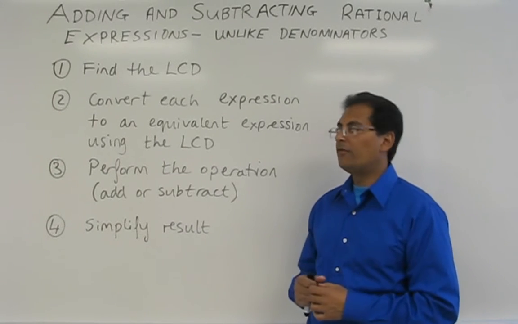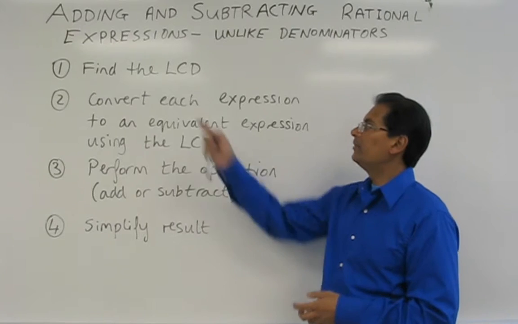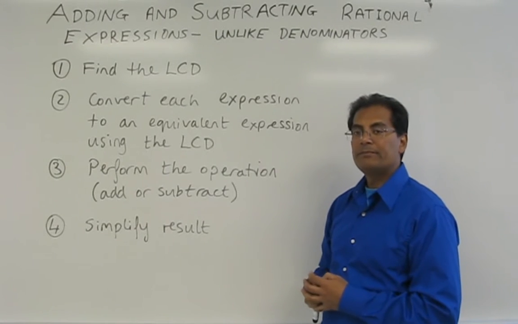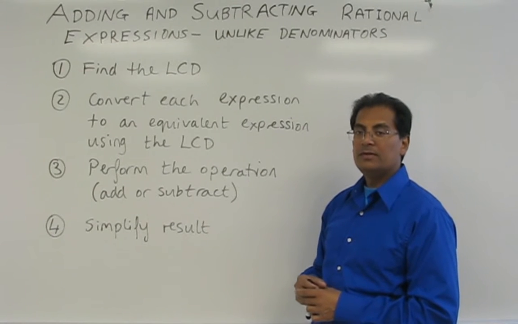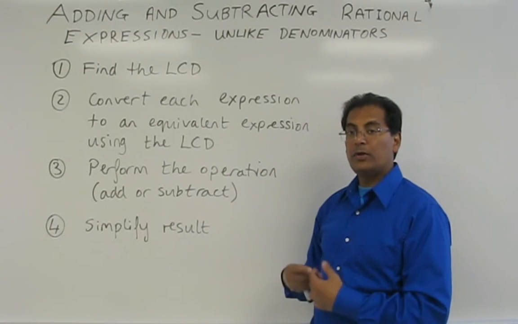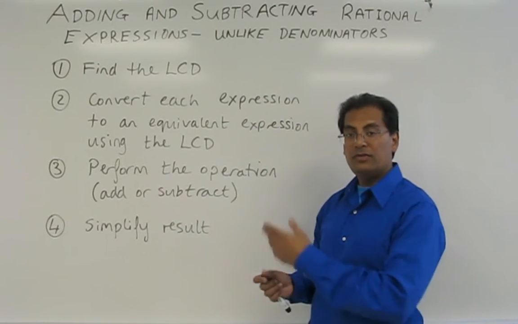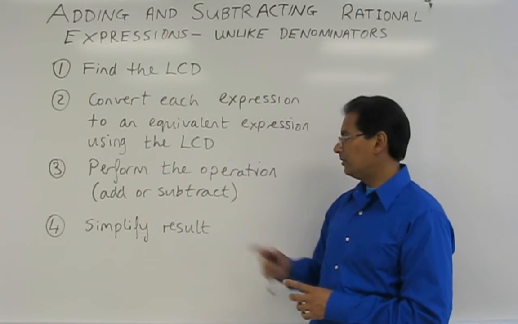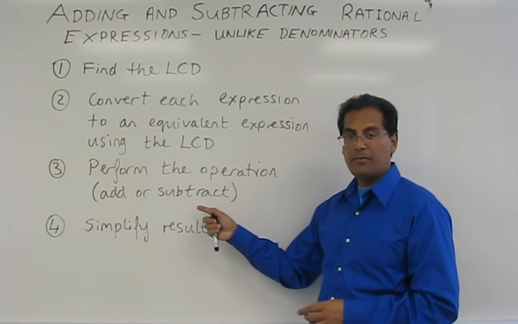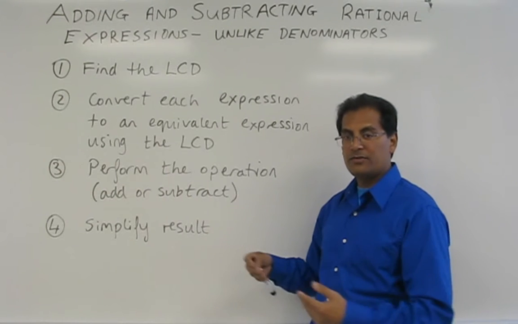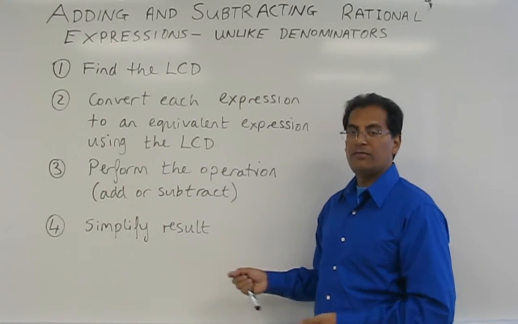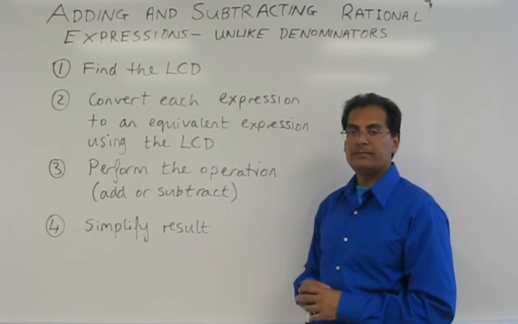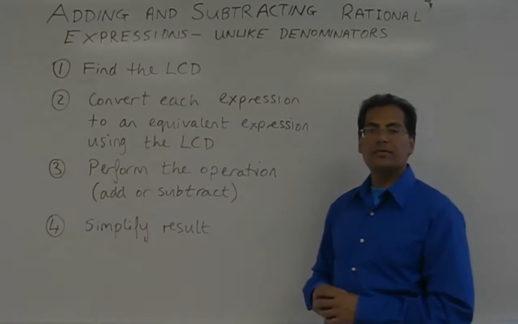There are 4 steps involved. The first step is to find the LCD. The second step is to convert each expression to an equivalent expression or equivalent fraction using the LCD. The third step is to actually perform the operation. Either you're going to add these expressions or subtract them. And the fourth step is to simplify your result. Let's take a few examples.